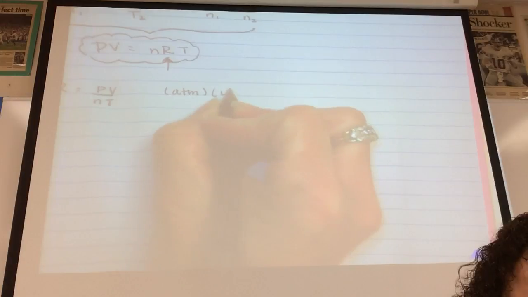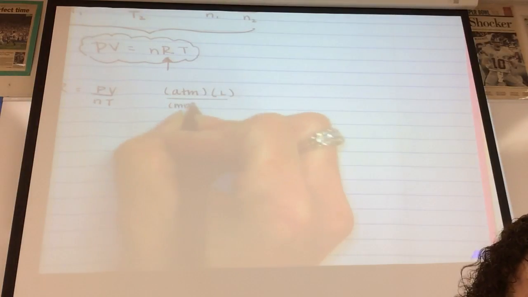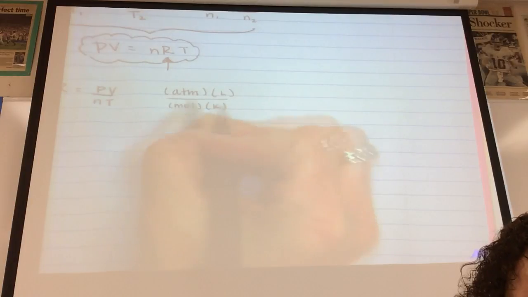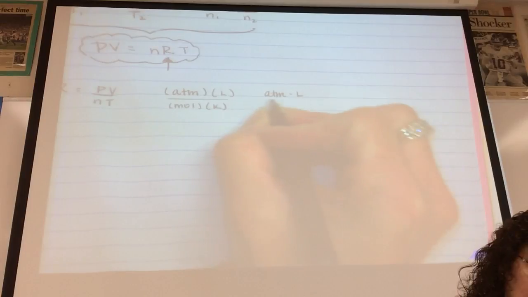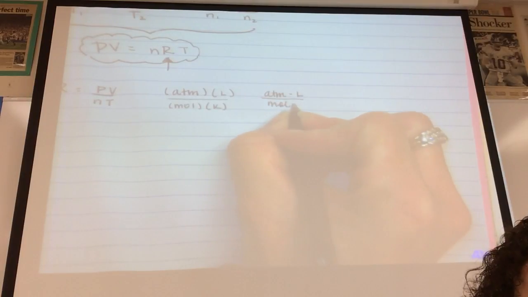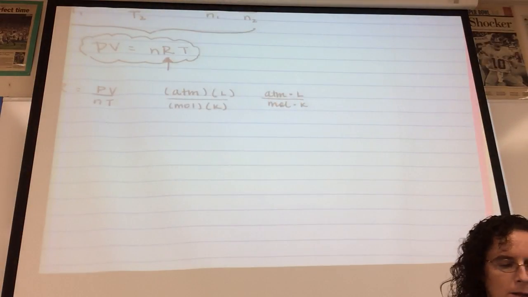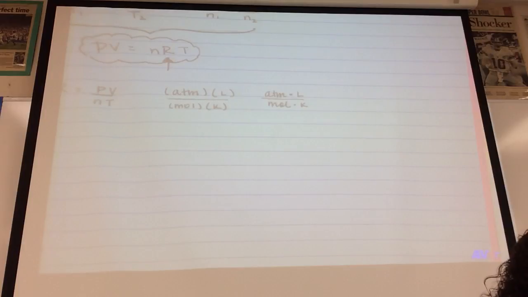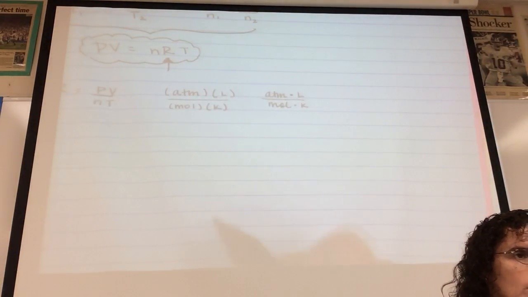The volume must be in liters, moles, Kelvin, and that becomes your unit. It's atmosphere-liters over mole-Kelvin, and when you write it out, you usually put dots there, but when you type it, you usually put a dash in between when you multiply the units. So that's where the units come from, and it's a great question.